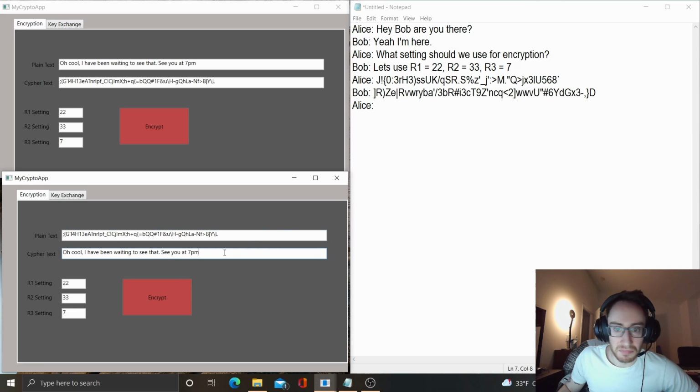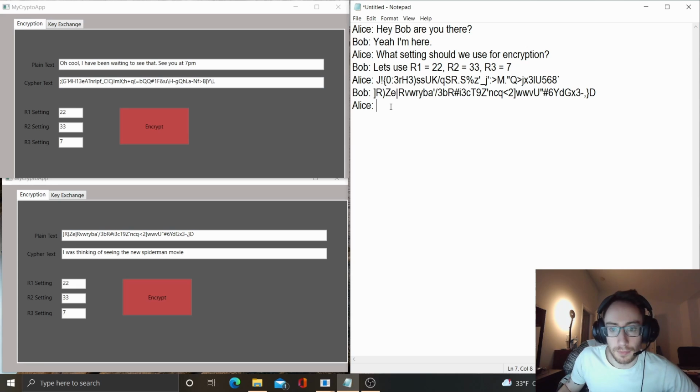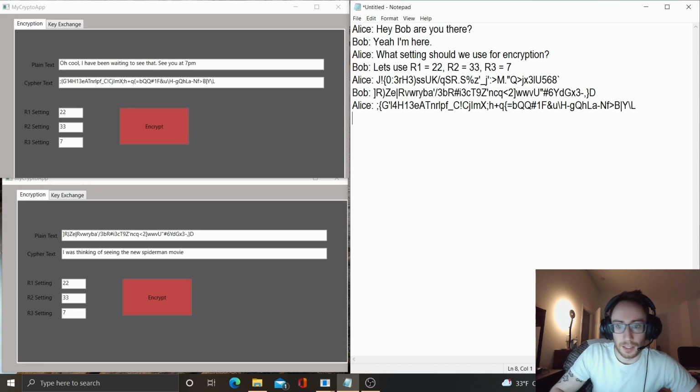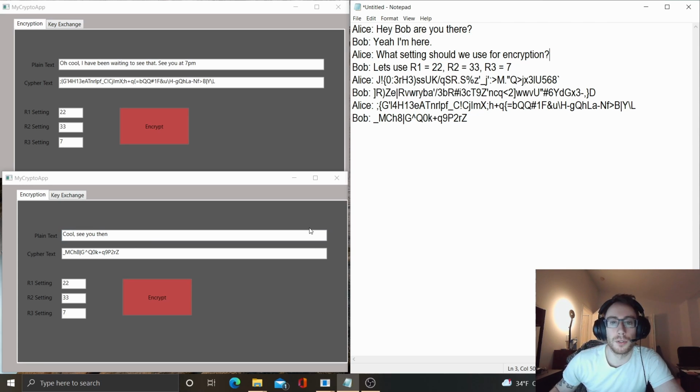And he might just say, actually, wait, which message did I last send? Oh, so this is what Alice says. And then Bob might say, cool, see you then. So here's a simple example of two people using this application to secretly send messages talking about what movie they want to see and when they want to see it.